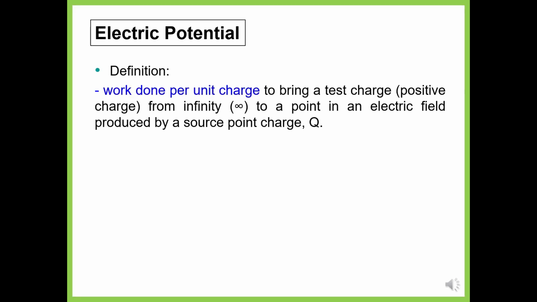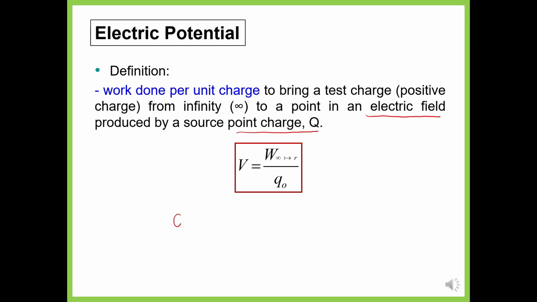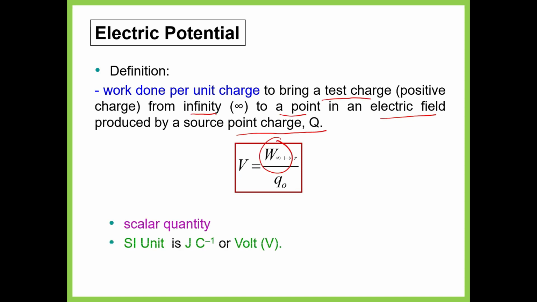Electric potential is defined as the work done per unit charge to bring a test charge from infinity to a point in the electric field produced by a point charge. So we have a point charge and we want to bring a test charge from infinity to a point in the electric field. The work done to bring this charge to this point divided by the magnitude of the charge is equal to electric potential. The unit for electric potential is joule per coulomb, or volt.